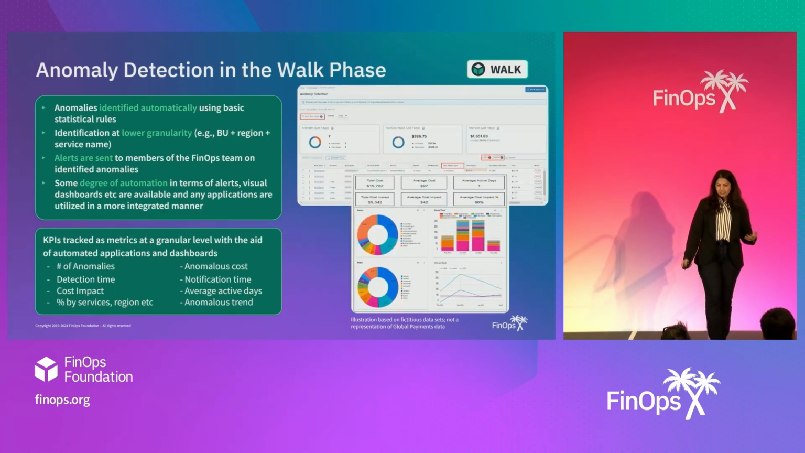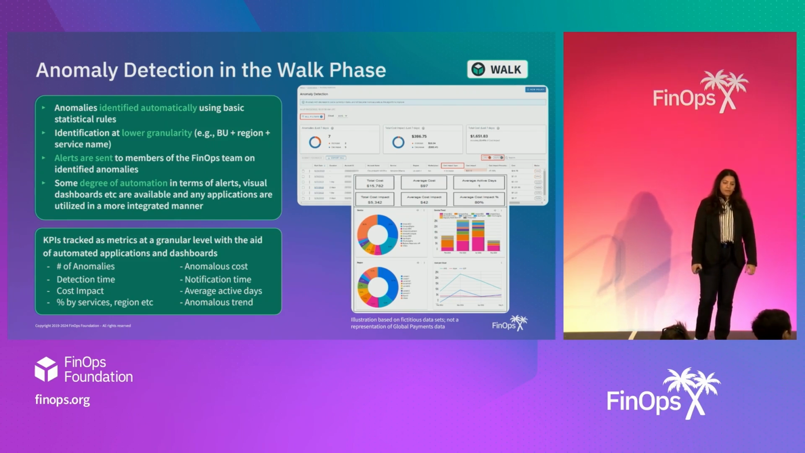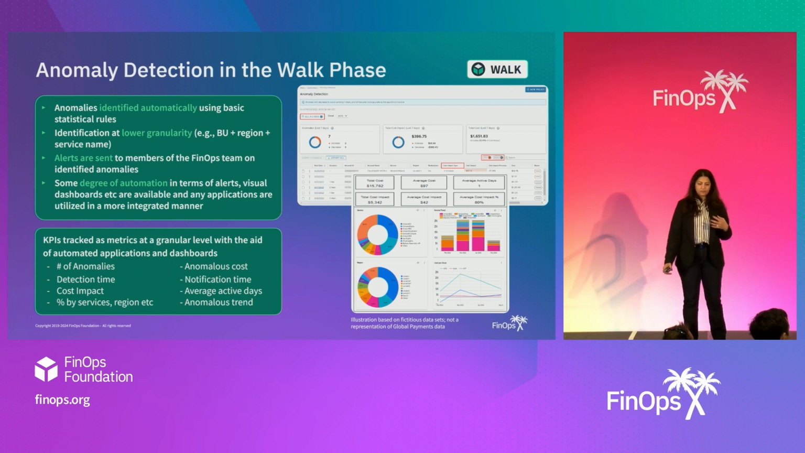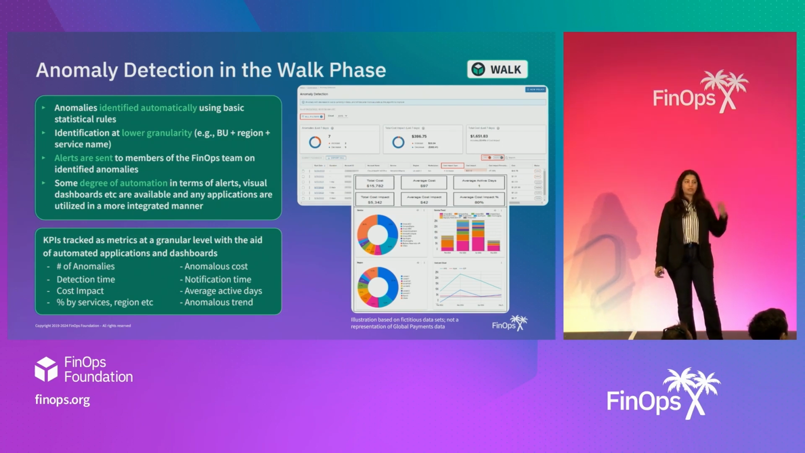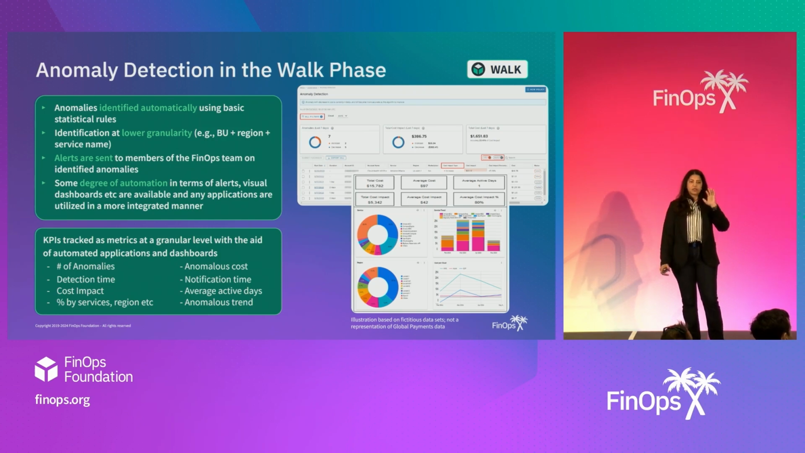In the next phase, the walk phase, and I would think my practice is more or less in the walk phase. I would like to get closer to the run, but I think we are in the walk phase. This is where it is identified automatically using your basic statistical rules or some third-party solution. It's identifiable at a lower granularity. You can go at an account level, you can go to the service level, you can look at what anomalies are being triggered in what region, in what service. You're able to do a lot more slicing and dicing. And alerts are sent to members of the FinOps team.